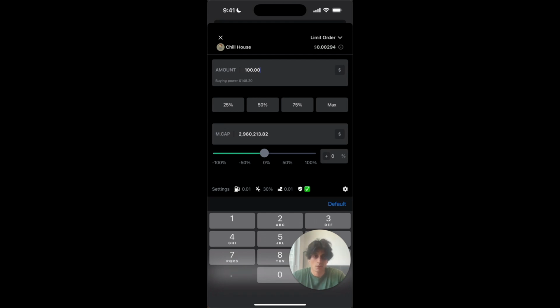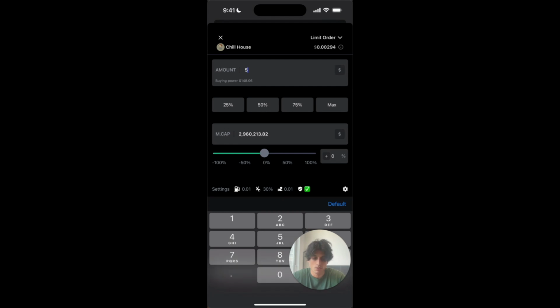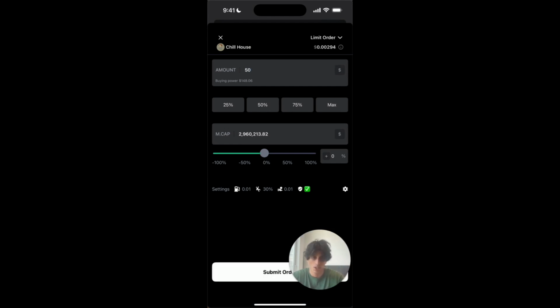You can also set presets here. So if I want to do 25% of my total balance, I can do that. 50%, 75%, max. I'm just going to keep this easy. So I'm going to do, let's say, $50. So I want to buy $50 of Chill House when the price goes down.